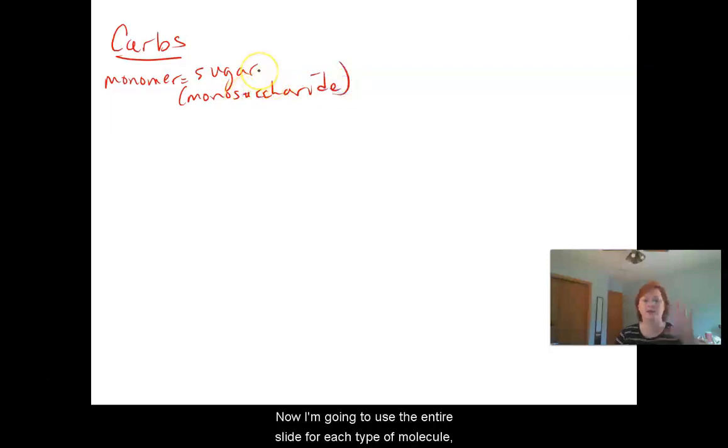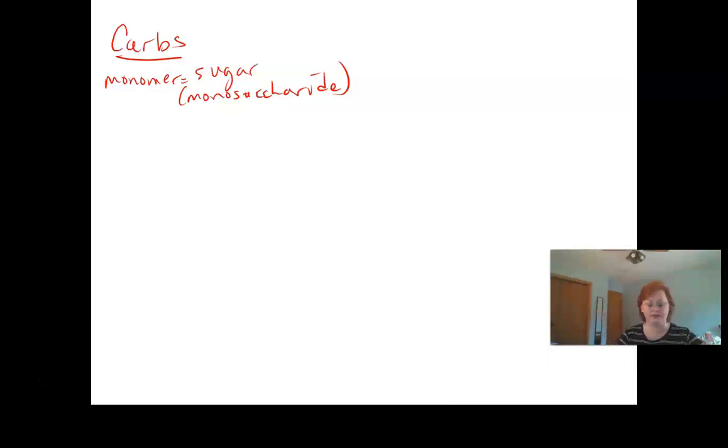Now, I'm going to use an entire slide for each type of molecule because it's kind of hard with this pen to write very small. So on your piece of paper, you're going to try to keep everything I write on this slide on 1/4 of your sheet of paper. So what are some examples of monosaccharides? We've got glucose, which is important because that's blood sugar. And we had fructose, which you can find in fruit, although you can also make fructose.